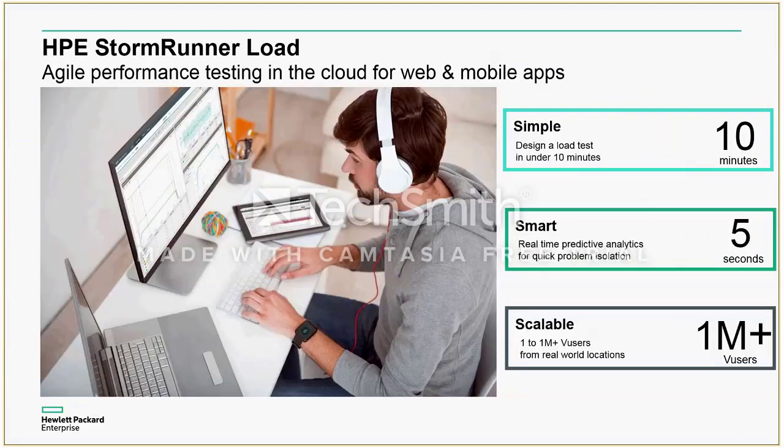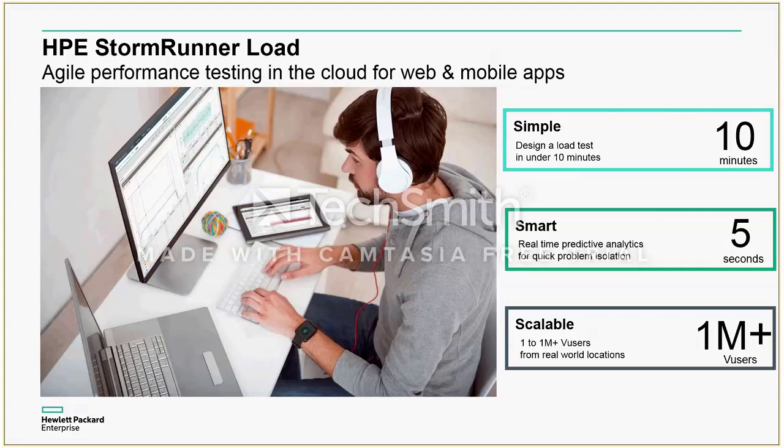But let's get into how HPE StormRunner Load works. As I mentioned, it's agile performance testing in the cloud for web and mobile apps. I say for the cloud or in the cloud for web and mobile, but it's really for all these different technologies that we support now, not just web and mobile. So as I mentioned, those ERP systems, dev type scripts that we'll get to. But we break it down into three simple S's, really. Simple, smart, and scalable. It's very easy to use, which we'll see today in the demo. It's smart. We have our real-time predictive analytics, which we'll also see during the demonstration. And then, of course, it's scalable.